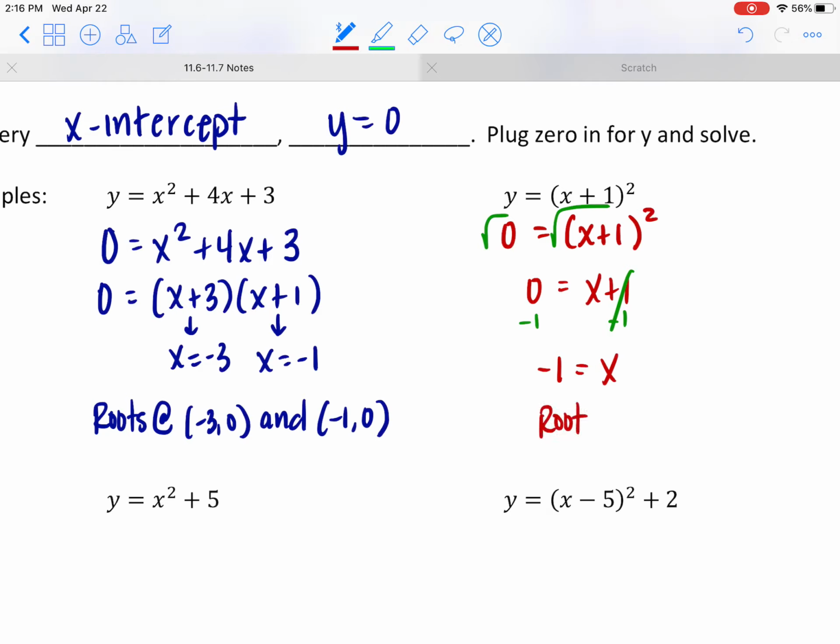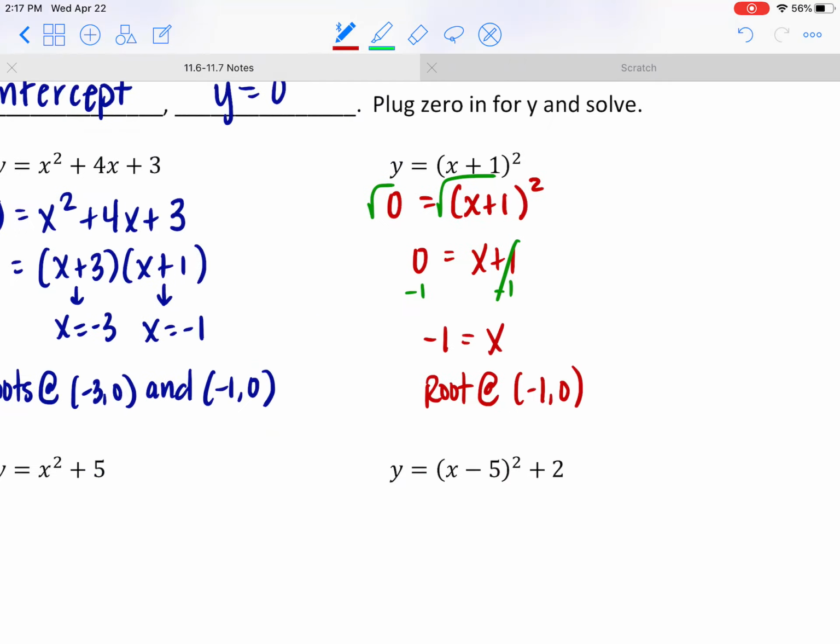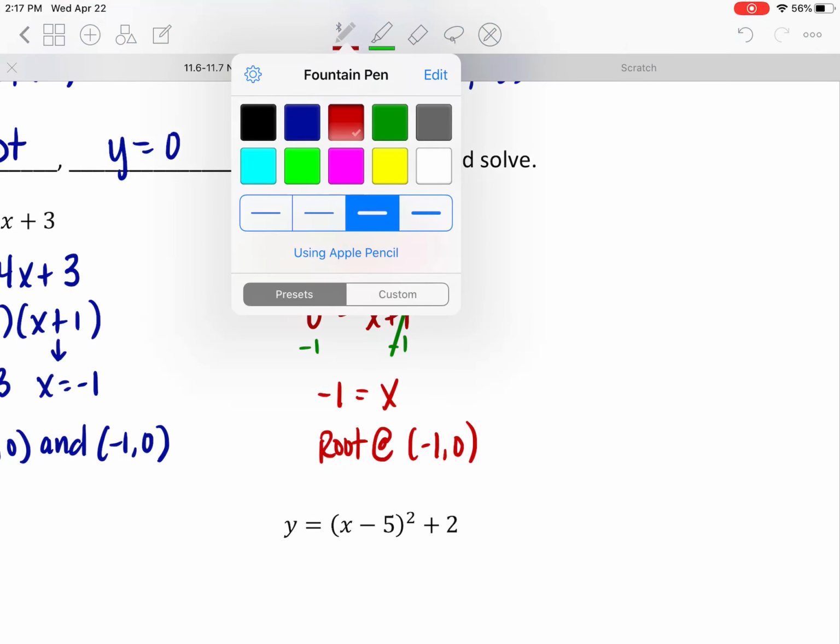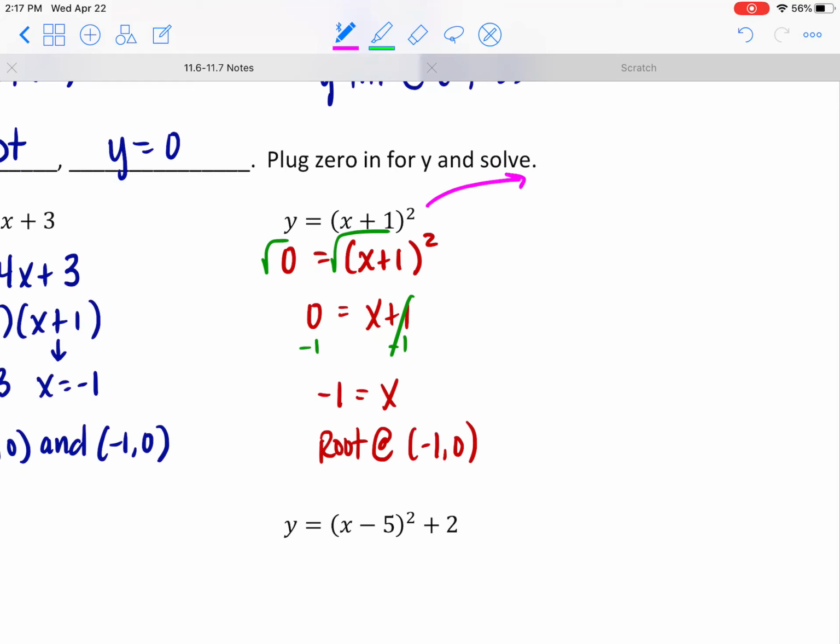So we subtract the 1 over, and then we get one solution, one place where this graph is going to cross the x-axis. So this has one root at (-1, 0). Now why does that happen? Just think about this graph for a second. This is technically vertex form. Couldn't you tell by looking at it where the vertex was?